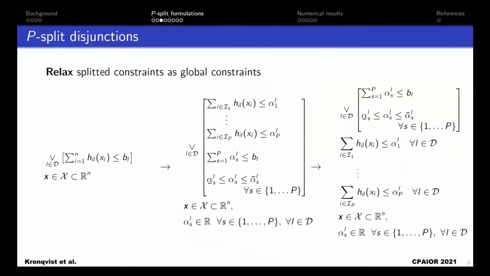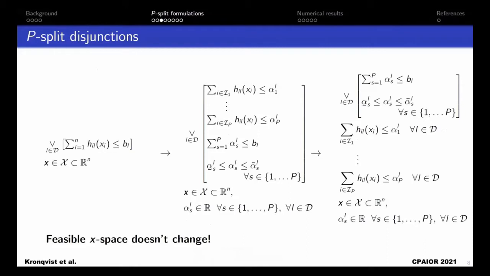And next, we relax the disjunction by defining these split constraints as global constraints, so we move them out of the disjunction. And this is what we refer to as a p-split disjunction. And we can easily show that this feasible X space does not change, meaning that if we have a feasible variable combination for this set of constraints, then those X variables are also feasible for our original disjunction. And similarly, if we have feasible X variables for this disjunct, then we can easily obtain valid alpha variables such that all of these constraints are satisfied.